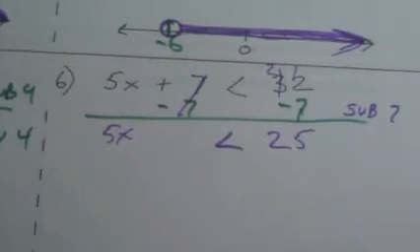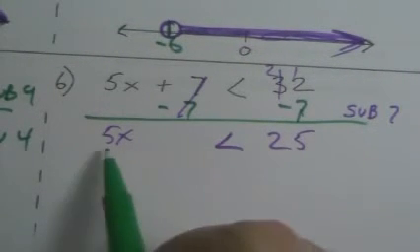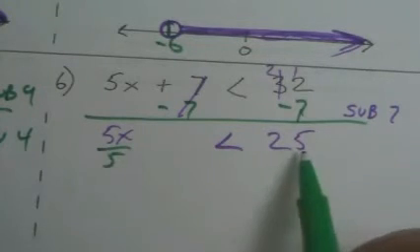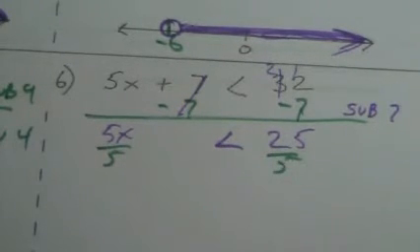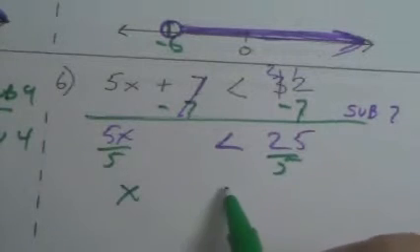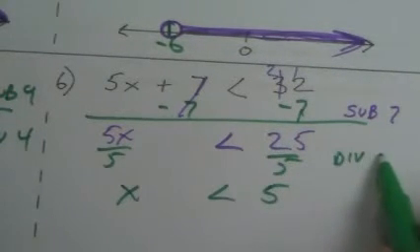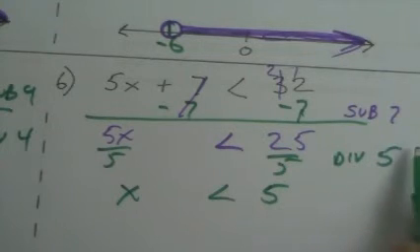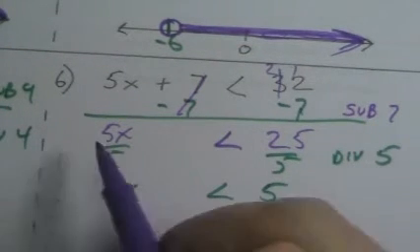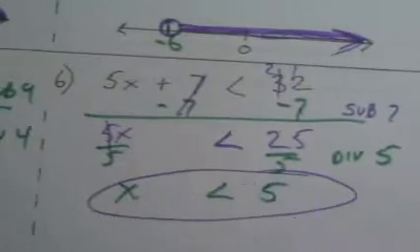Okay, you should be able to see your answer right now, but if you cannot, you would simply divide by 5. Okay, arrow stays the same. 5 goes in there 5 times, so I just divided by 5. That's gone, and here's your answer.